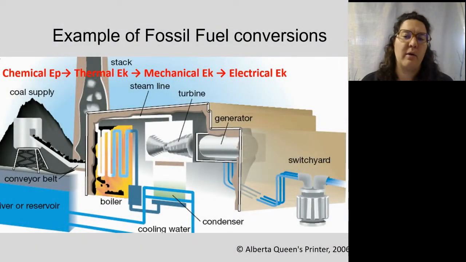So in fossil fuel power plants, there are some very general conversions that take place. We have our fuel supply, in this case, coal. We're going to burn the coal to boil water. So that water is going to create steam that is going to spin a turbine, that's going to spin a generator, that then is going to create electricity.